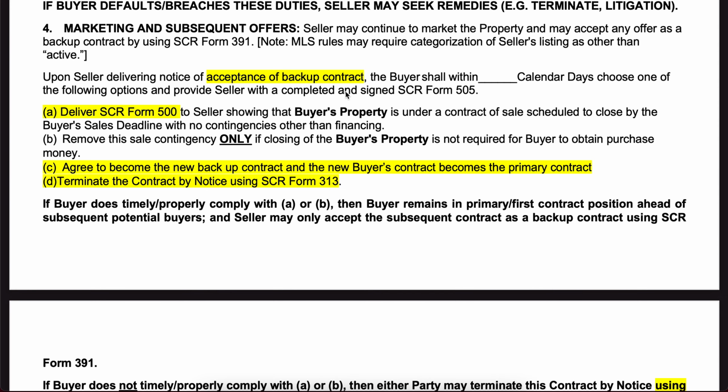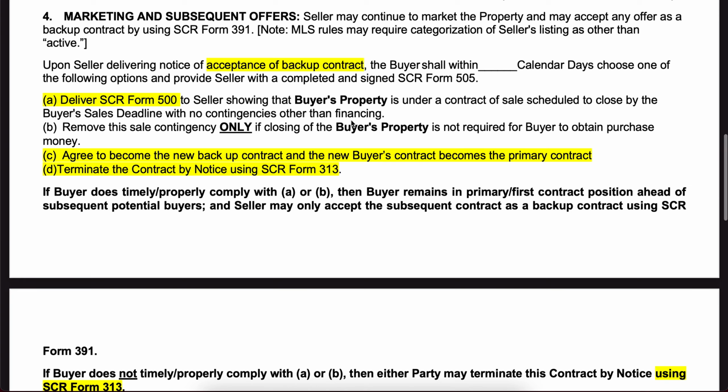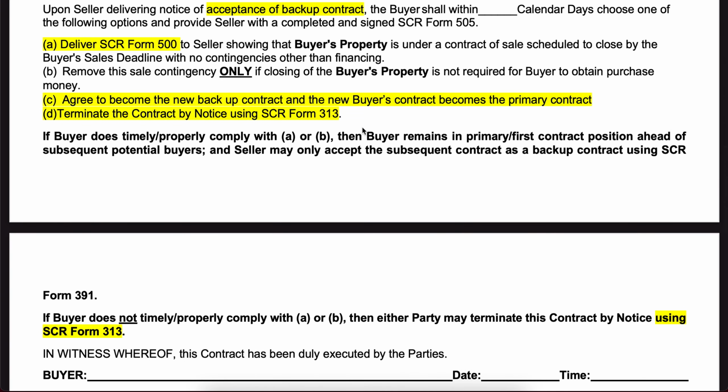The third option is I'll actually swap places. So this backup contract can now become your primary, and I'll go and be the backup contract. Or D, the fourth option, "Hey, we tried to make this work. We're just not able to make this work. Here's SCR Form 313. I'm going to terminate this." If the buyer does timely respond through the first 2 options, then they remain the primary position, and that backup offer remains the backup offer. If they don't timely comply, then either party can terminate by delivering notice using Form 313.